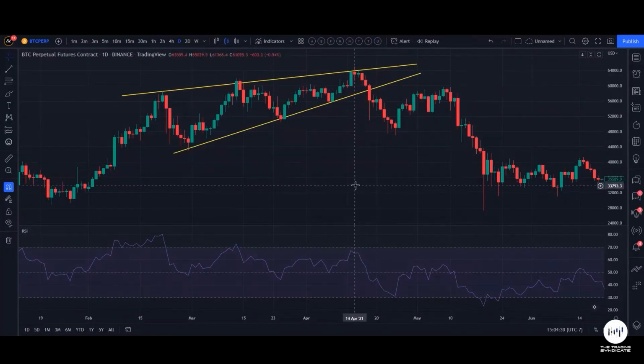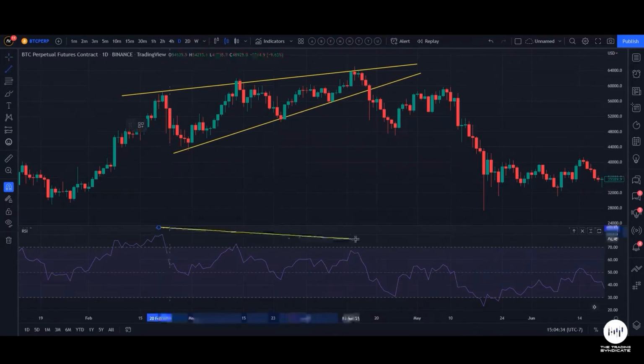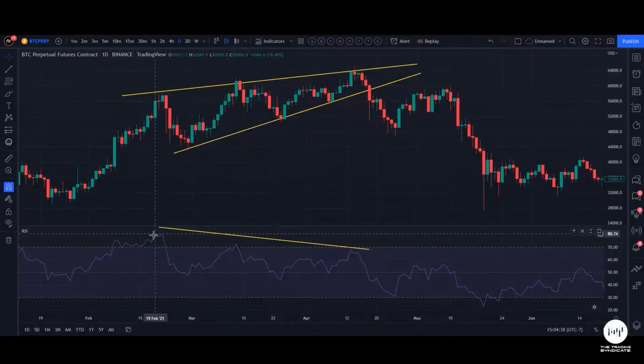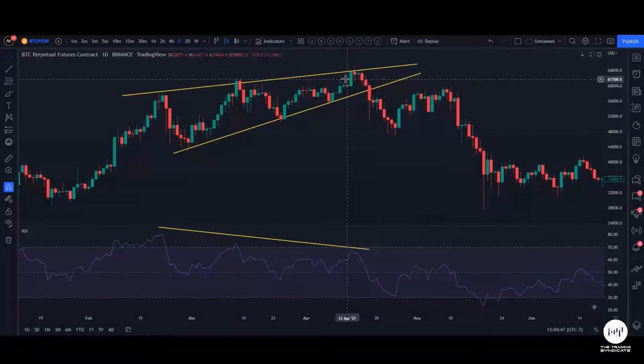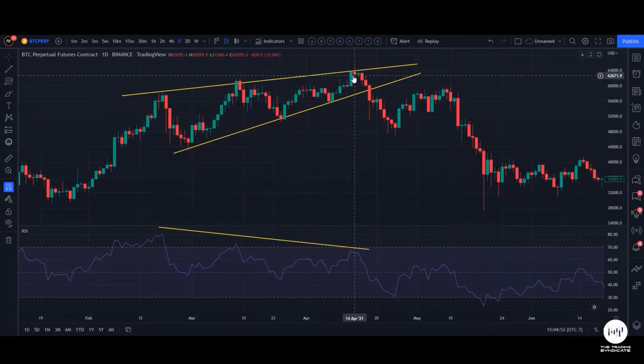Now, a wedge pattern, since it is a reversal pattern, we want to see it confirmed by bearish divergence. This rising wedge pattern right here, if I go ahead and look at the RSI, we have a high that corresponds with this high, a lower high that corresponds with this higher high, and this lower high that corresponds with this higher high over here. So this would be a rising wedge pattern, and we are looking to make a reversal type play on it.